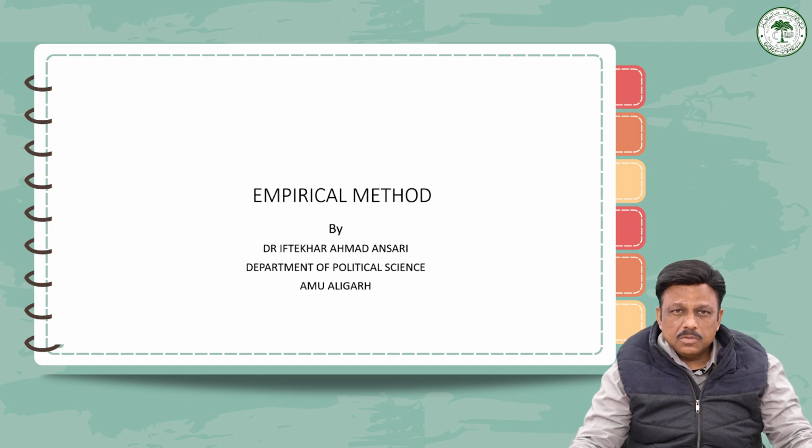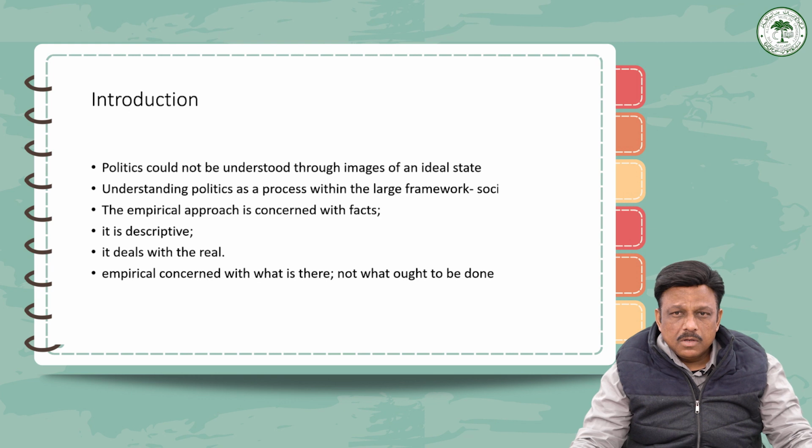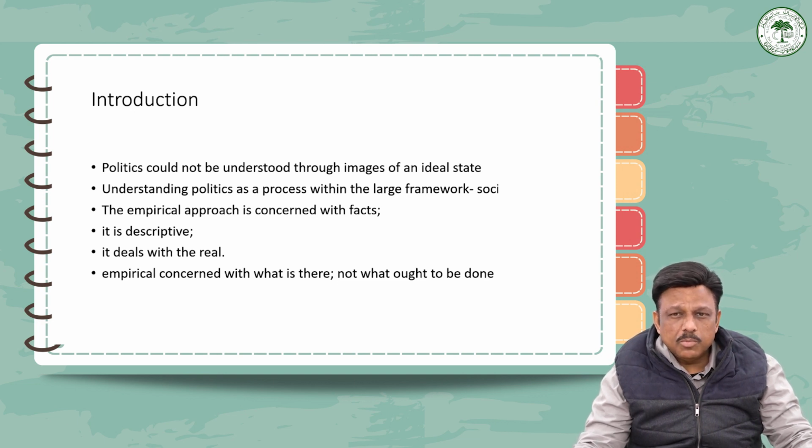We had been talking about methods in political science, and in that, today I'm going to talk about empirical method. Now, empirical orientation in political science has led to the realization that the real world of politics could not be understood through images of an ideal state or merely in terms of formal institutions, which may operate differently in actual practice. It set a new trend of understanding politics as a process which takes place within the larger framework of the social system, the empirical approach.